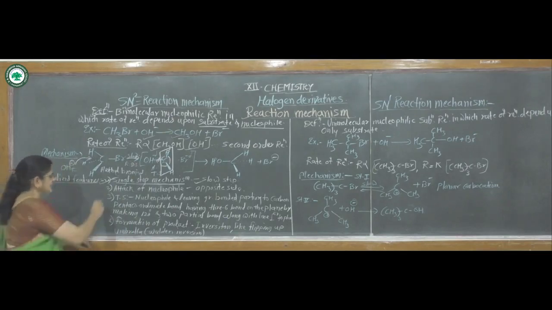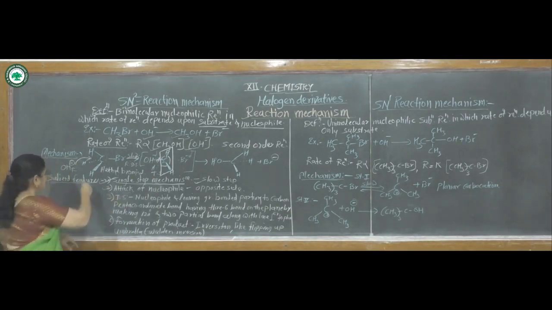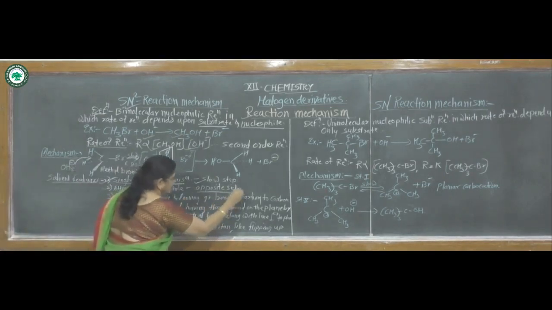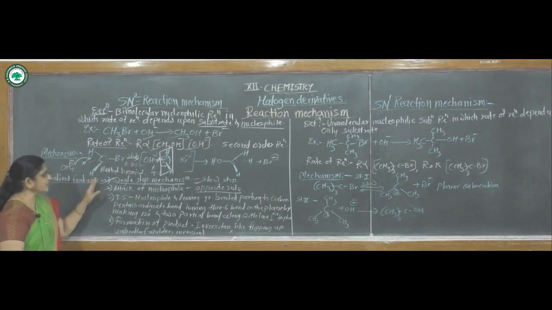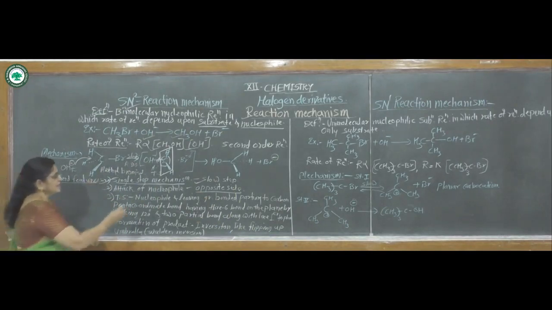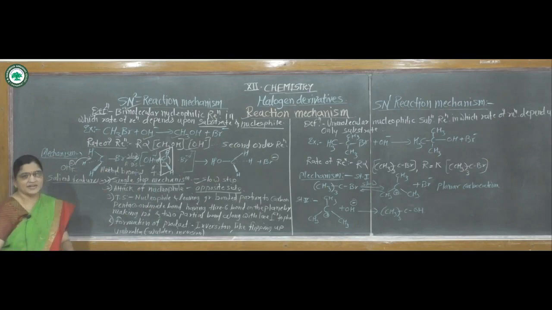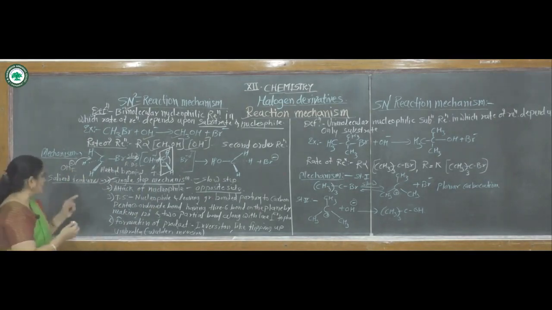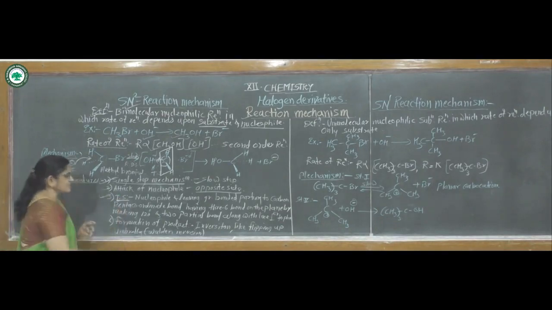Second, the attack of the nucleophile takes place from the opposite side, or back side, of the carbon atom. This is due to electrostatic repulsion between the bromide ion and the OH minus ion, that is, between the two nucleophiles. Because of this repulsion between the two nucleophiles, the attack takes place from the back side. Then the third one, the transition state.